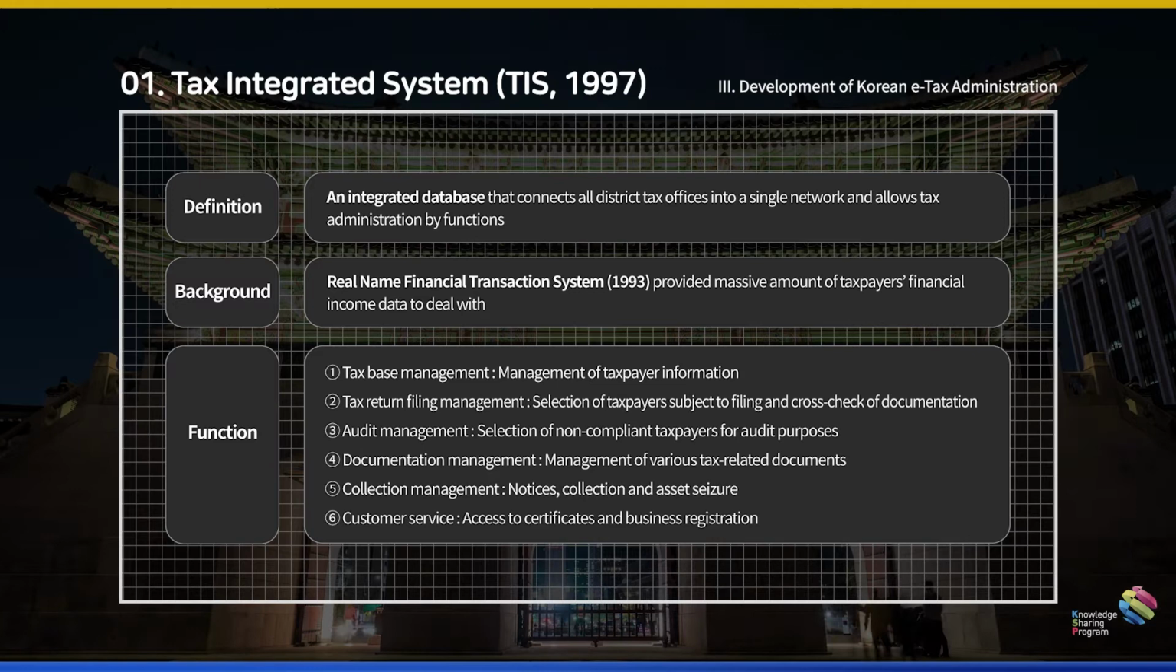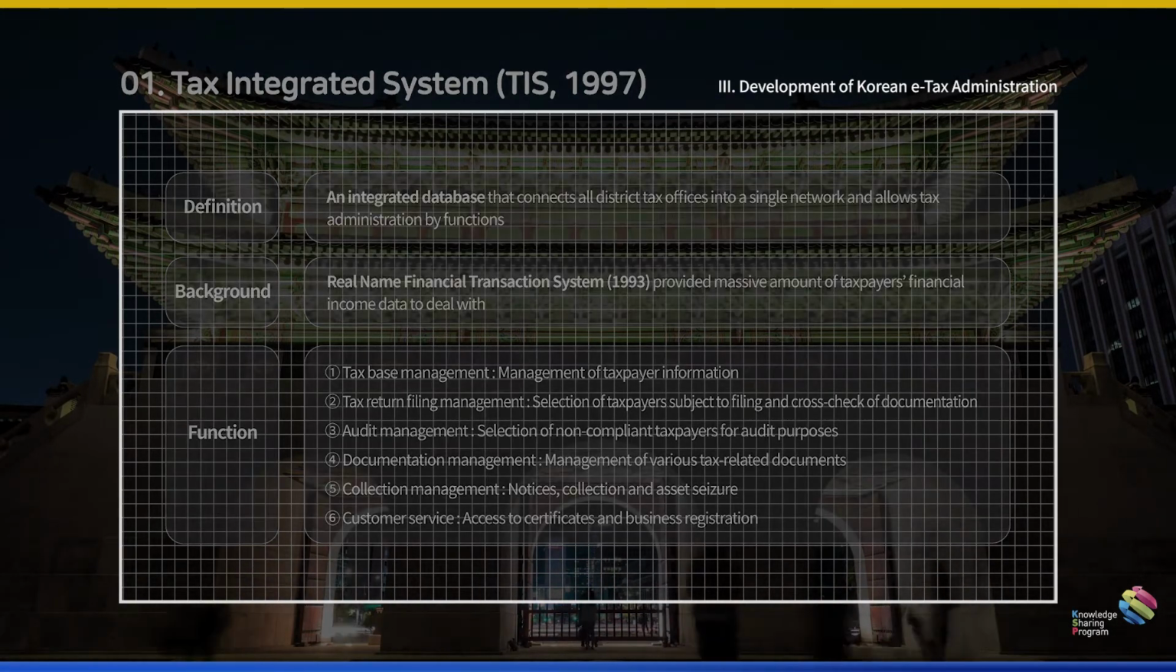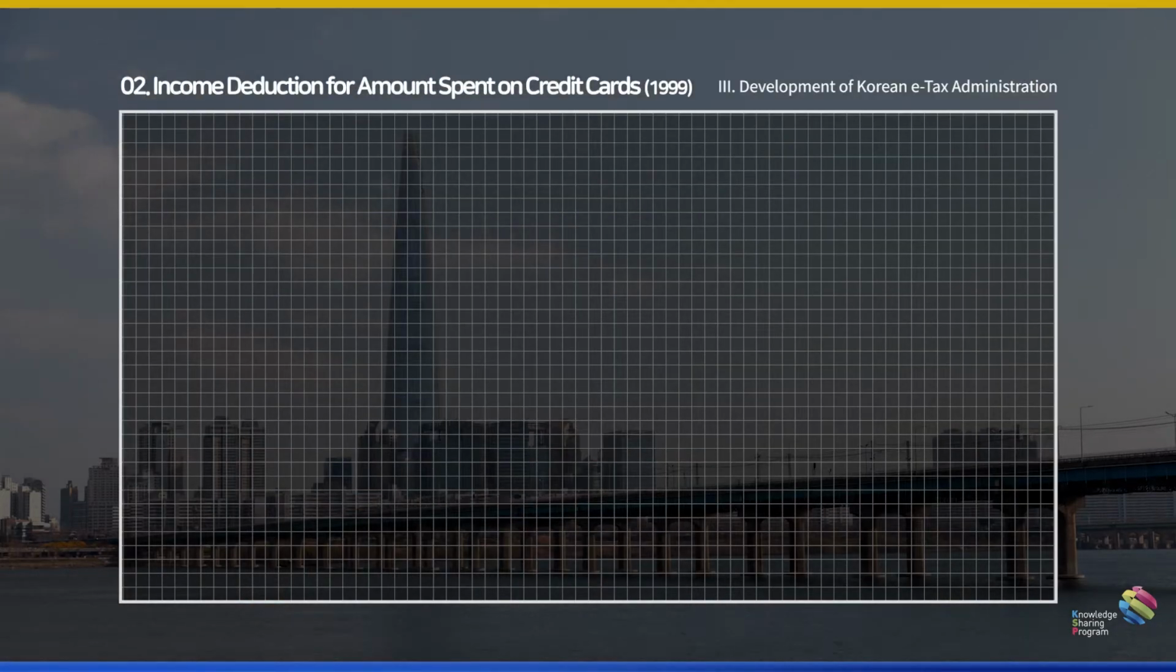Third, TIS audit management enables the selection of non-compliant taxpayers for audit. Through documentation management, TIS manages various tax-related documents. Notices, collections, and asset seizures are handled through collection management. Lastly, through its customer service function, TIS makes it possible to access certificates and business registration.